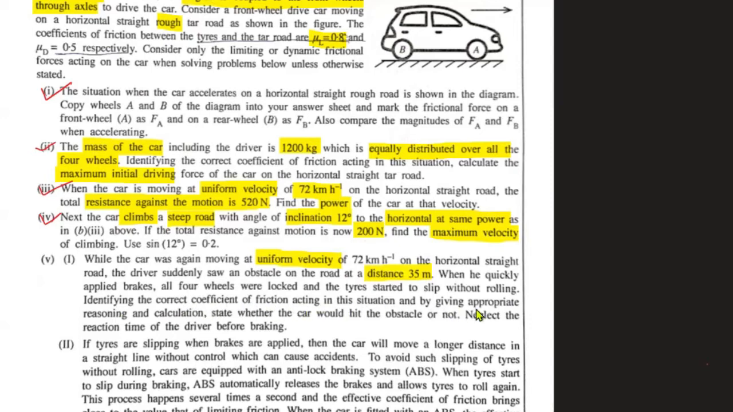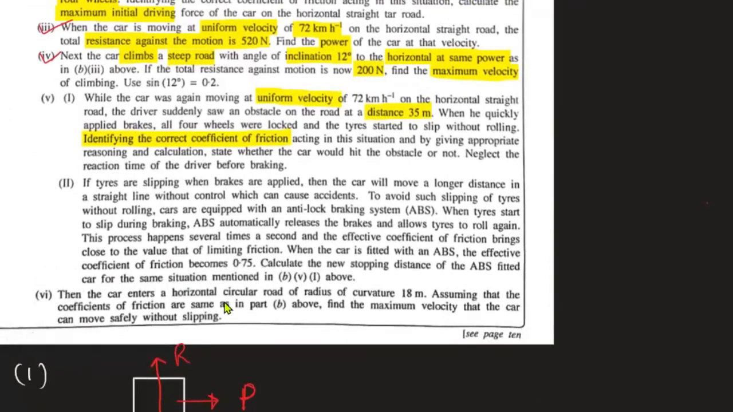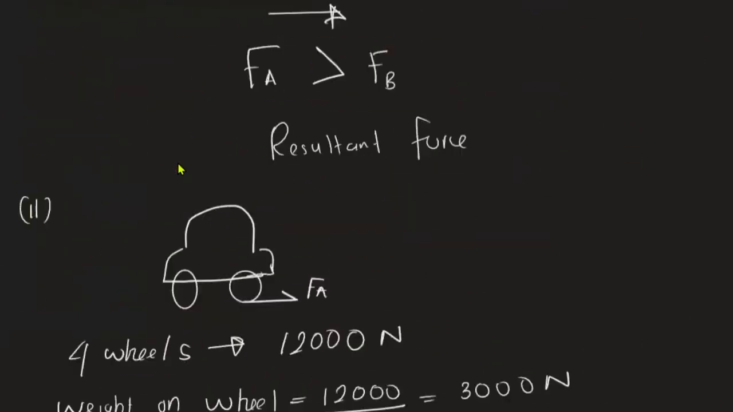This is important. You have to identify the correct coefficient of friction to apply, right? Whether it's the dynamic coefficient of friction that you need to worry about, or else the static coefficient of friction. Things could get a bit messy if you can't figure out what to apply at which point. So you need to have a clear idea of what dynamic friction and static friction is. Acting in this situation, with appropriate reasoning and calculation, state whether the car would hit the obstacle or not. Neglect the reaction time.